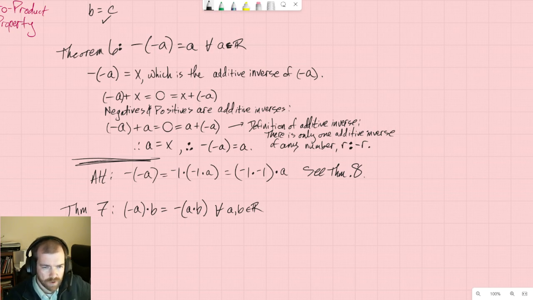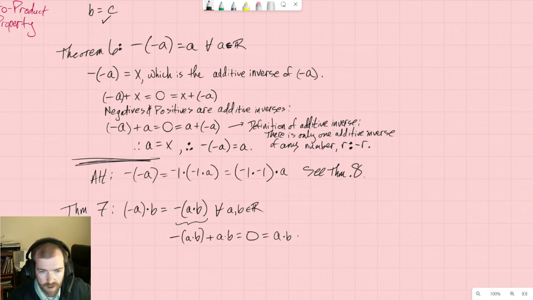So if this is true, we have a property that involves negative parentheses a times b, and that would be that negative parentheses a times b plus a times b is going to be equal to 0, which is then equal to a times b plus negative parentheses a times b.